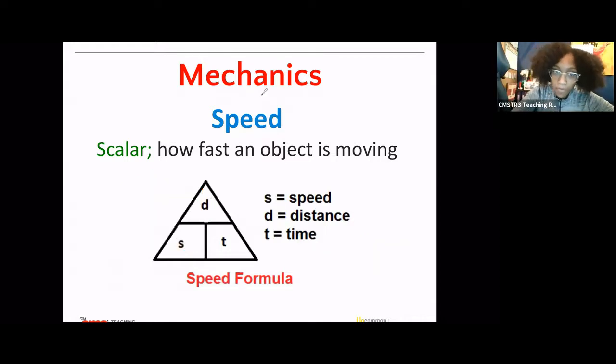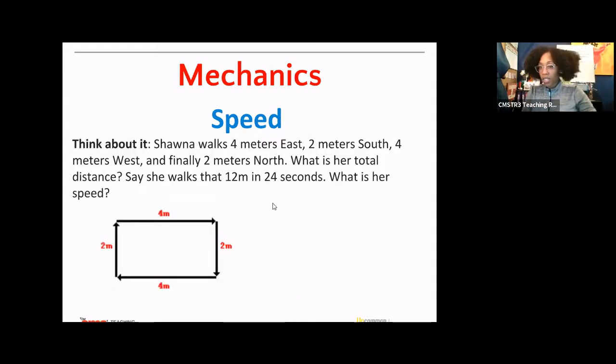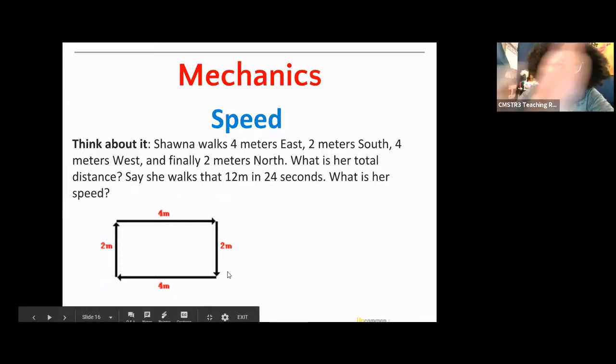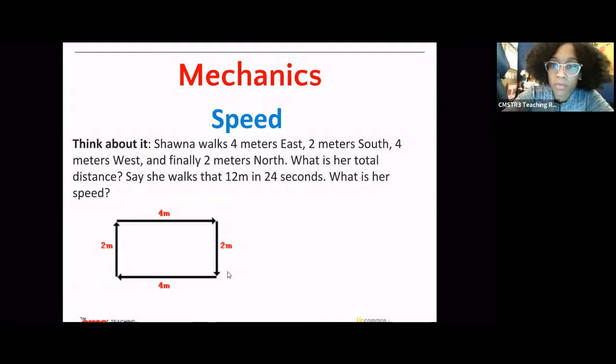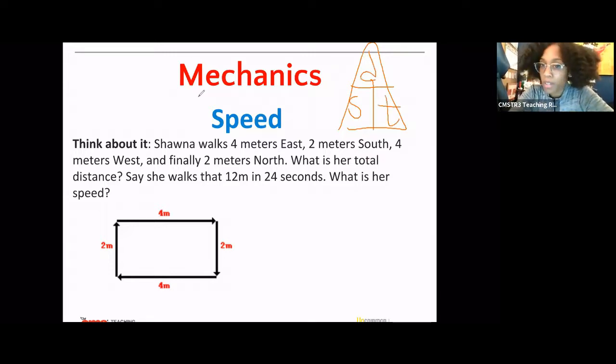Now, when we talk about speed or scalar, we have that question again about my distance. This one asked you, what is my speed? It says I walk this distance in 24 seconds. If we remember the triangle, speed is distance over time. How would I quickly solve for this problem?